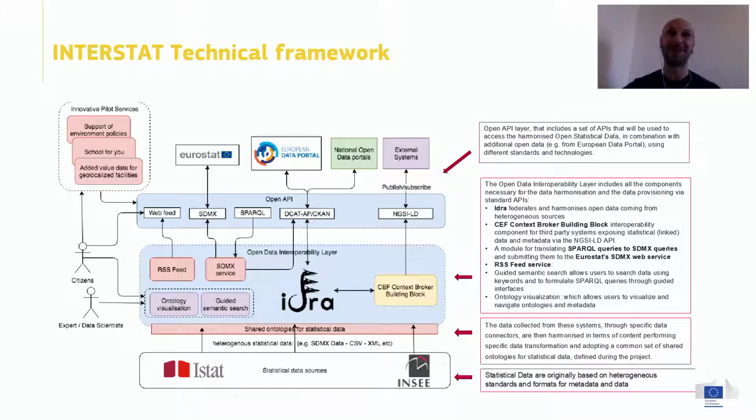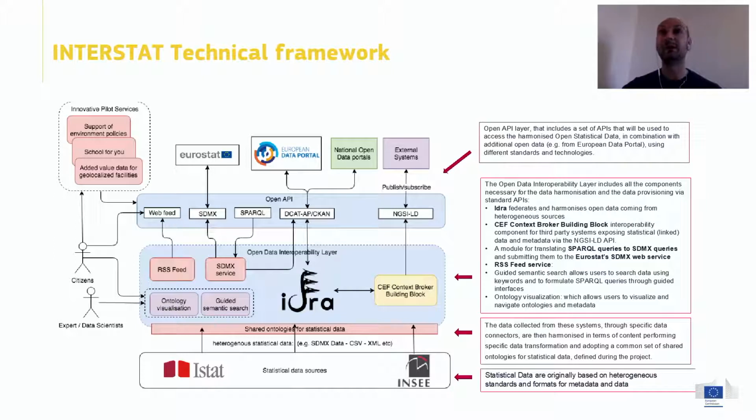I forgot to mention at the beginning, very important information, the consortium of this project is composed of Engineering as coordinator, FIWARE Foundation as a key partner in the exploitation, dissemination, and provisioning of the Context Broker. But we also have two main key partners: ISTAT, the Italian National Institute for Statistical Data, and INSEE, the French National Institute for Statistical Data, that will provide the different statistical data.